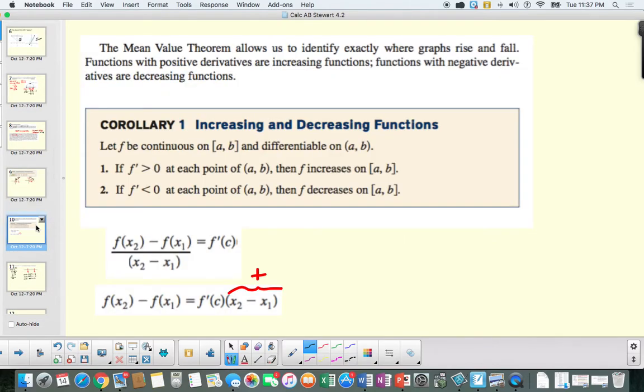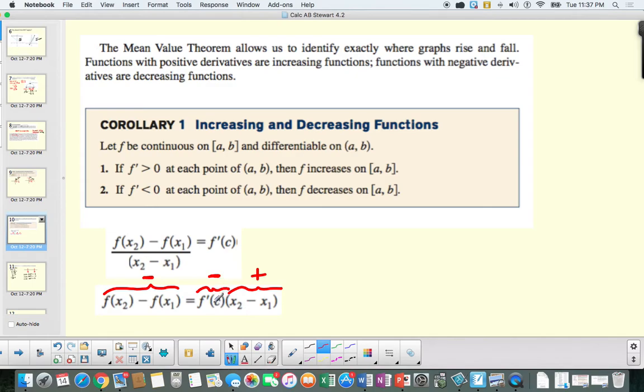Now, how's the mean value theorem going to help us with identifying increasing and decreasing? Here's the mean value theorem right here, and I'm going to rewrite it. Because x2 is always greater than x1, I know this quantity is always positive. So then these two quantities have to be the same. If the y value is less and we have a negative here, then in order for a negative quantity to equal a negative quantity, this will also have to be negative.